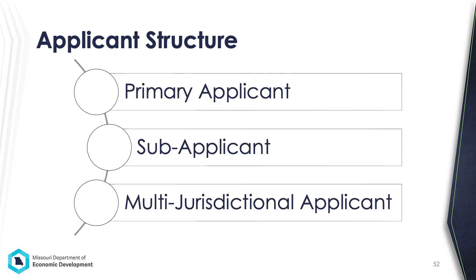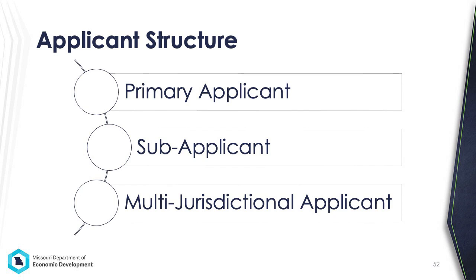The service area will impact the applicant structure. All applications will have a primary applicant. Except for certain special allocations, the primary applicant will be a city, village, or county. Some applications will also have a sub-applicant, which would be a nonprofit or special district. When sub-applicants are included, the applicant must submit an executed applicant-sub-applicant agreement and proof of nonprofit status for any nonprofit sub-applicants.